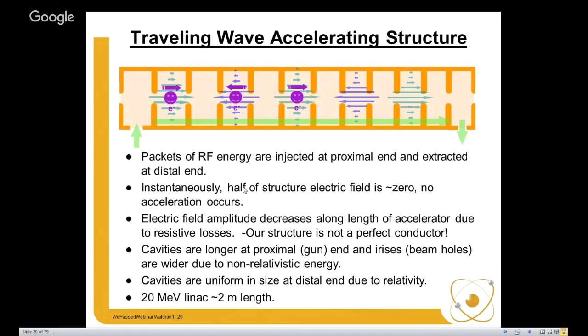Due to resistive losses, the field amplitude will decrease along the length of the accelerator. So we are ultimately limited in how long we can make one of these things for a given amount of RF input. Cavities are slightly longer at the proximal end and tend to be of equivalent spacing at the distal end. At the proximal end, the transit times are changing because the particles are increasing in velocity. Once they become relativistic, their velocity remains constant, so the cavities are the same size. And in a traveling wave Linac, we're looking at something approaching 2 meters length to get to 20 MeV.